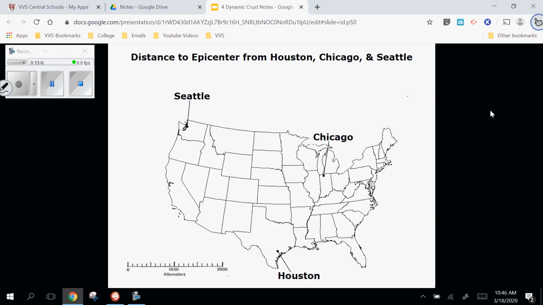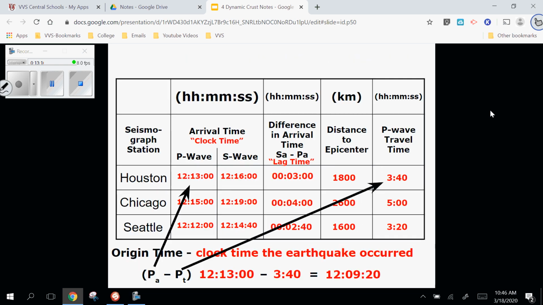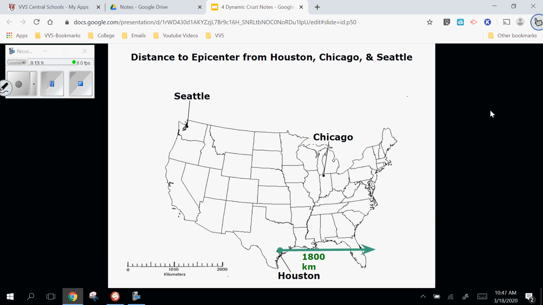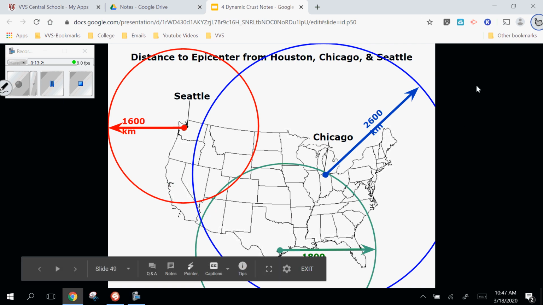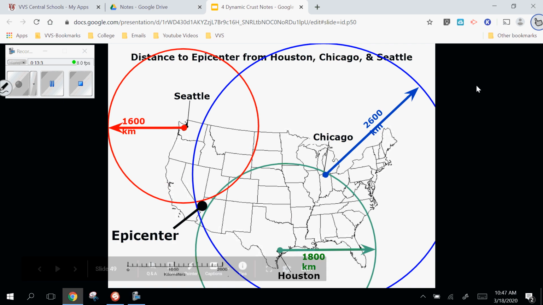So now all we do is we take those distances: 1,800 from Houston, 2,600 from Chicago, 1,600 from Seattle. We draw circles around those cities at those distances. And then wherever they cross, in this case, they didn't cross in exactly one point. There's a little triangle right here, but we just picked a point in the middle of it, as close as we can to where all three of them are meeting, and that's the epicenter of our earthquake.